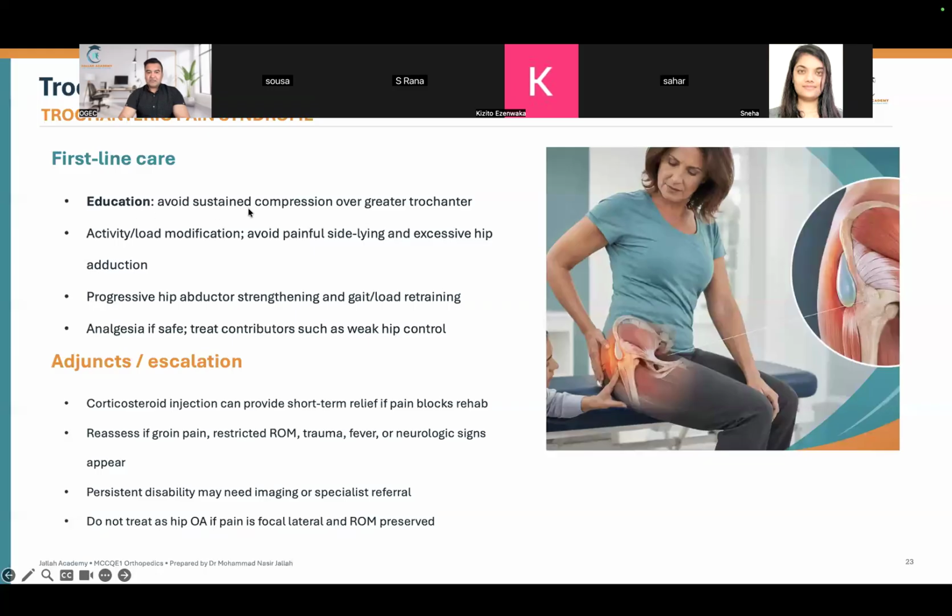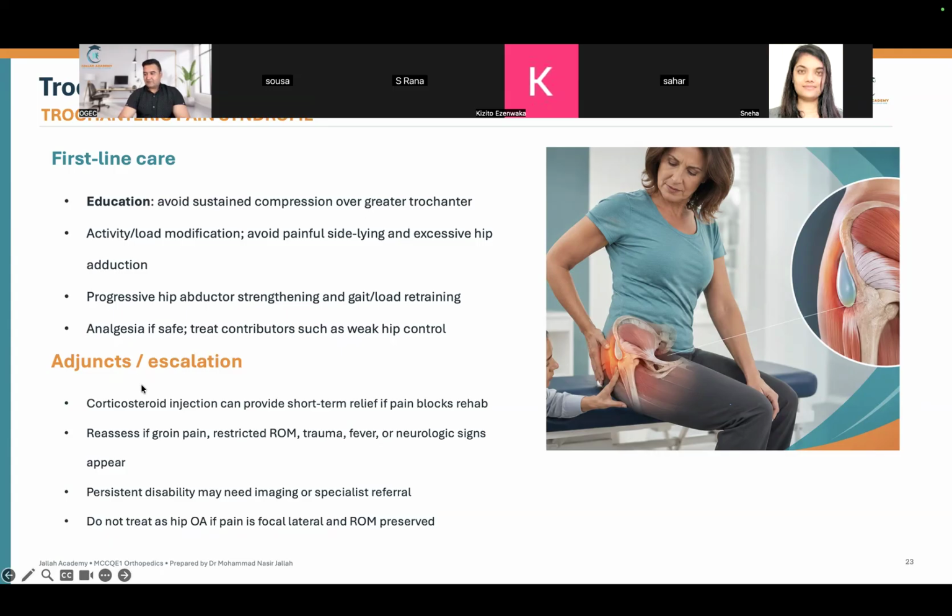Education, avoid sustained compression over the greater trochanter, activity load modification, avoid painful side lying and excessive hip abduction, progressive hip abductor strengthening and gait load retraining, analgesic if safe, treat contributors such as weak hip control.